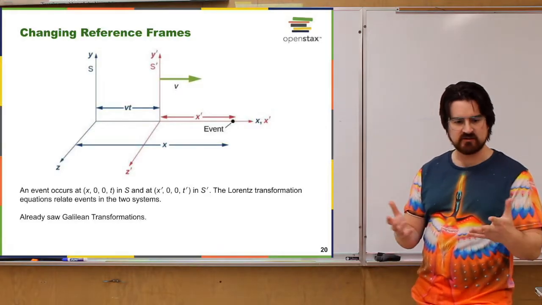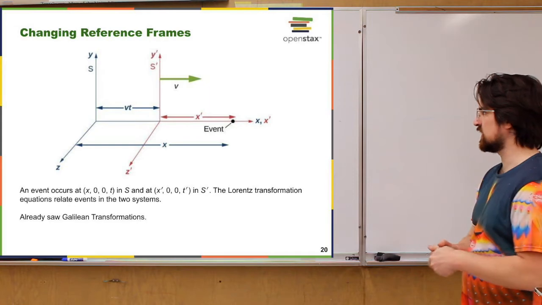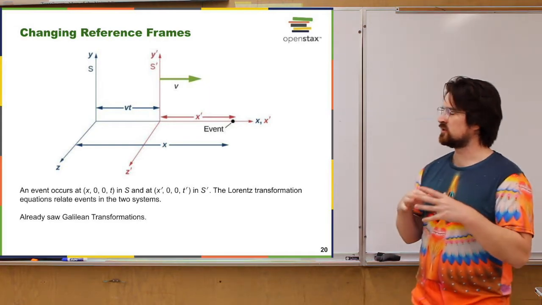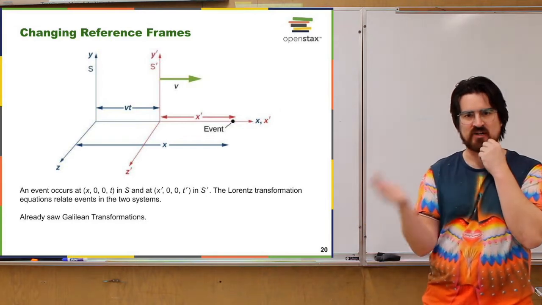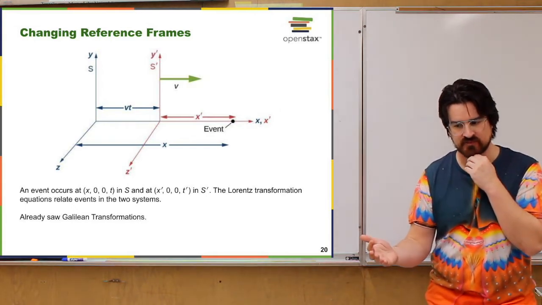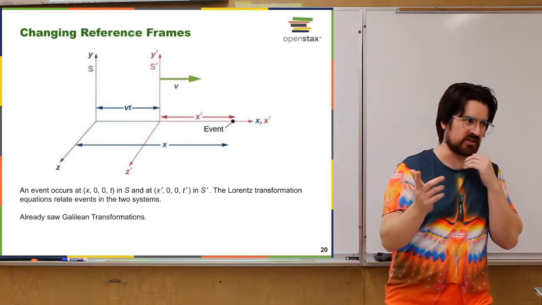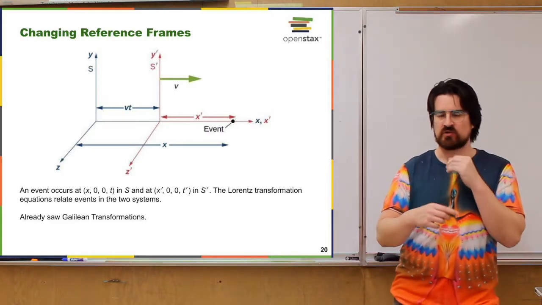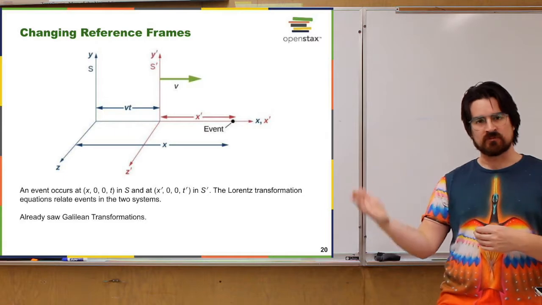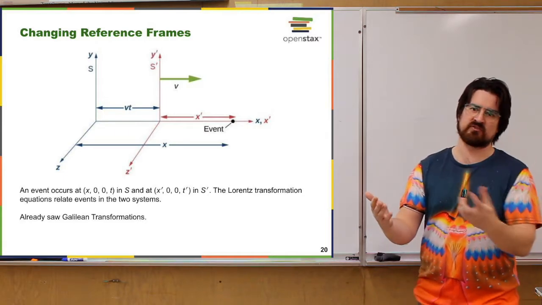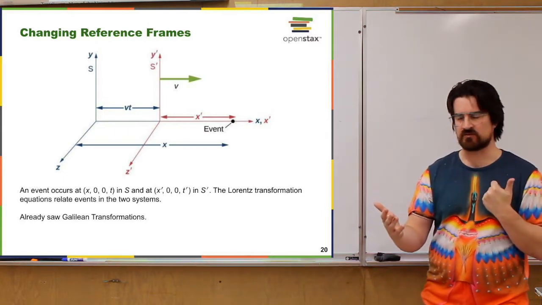Okay, so now we have time dilation, length contraction. We want to start thinking about what it means to change reference frames or transform from reference frames. So a while ago, we saw the Galilean transformations when you're thinking about the position of something or its velocity in one reference frame versus another reference frame that's moving relative to that first one.